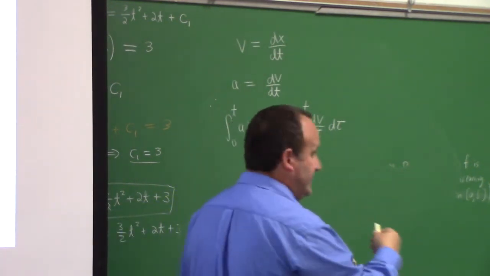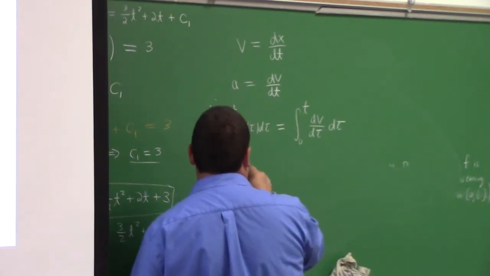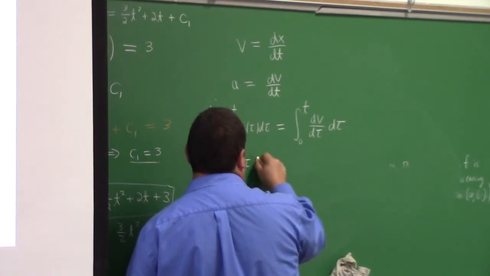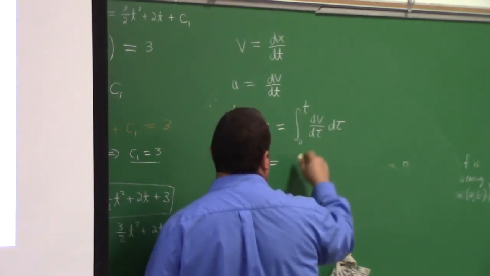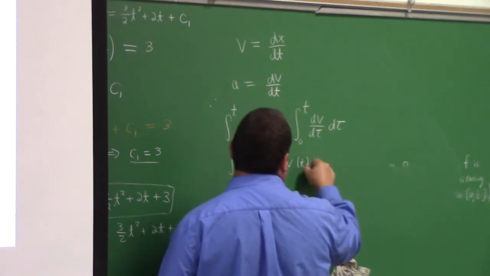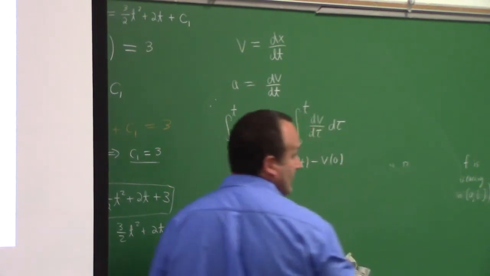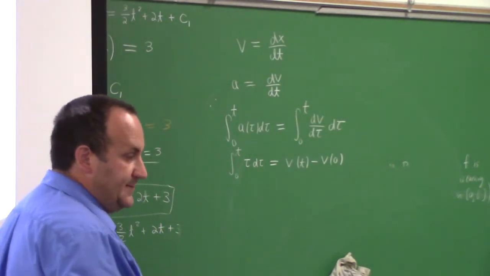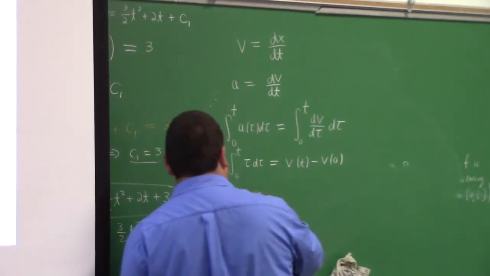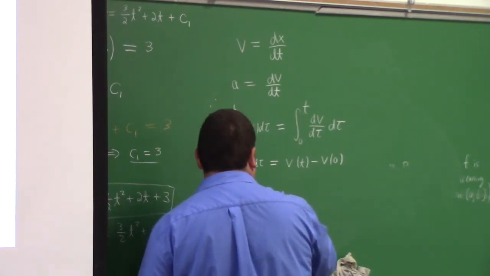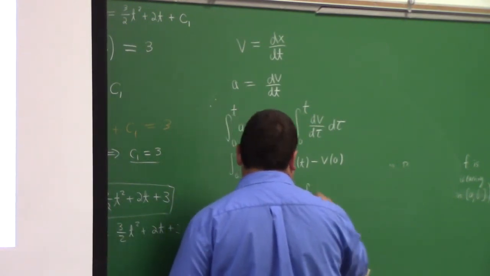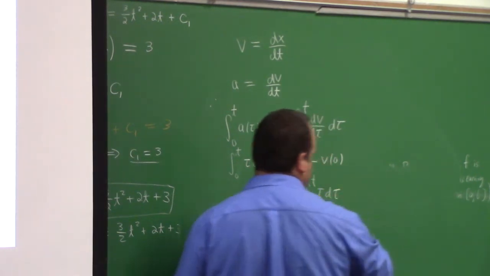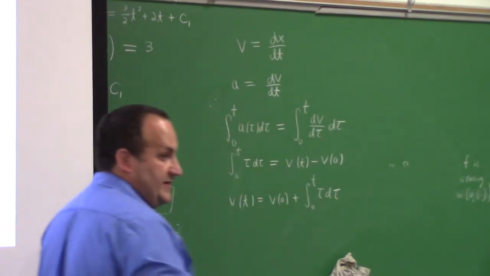For the problem that's in the test, a of t is t, so a of tau is tau. So you have tau d tau. Over here, you get v of t minus v of 0, because v is the antiderivative of dv/dt. And so that's what led me to the formula v of t equals v of 0 plus the integral from 0 to t of tau d tau. That's what I wrote down on the solution we were just looking at. This is where that comes from. It just comes from the net change theorem.